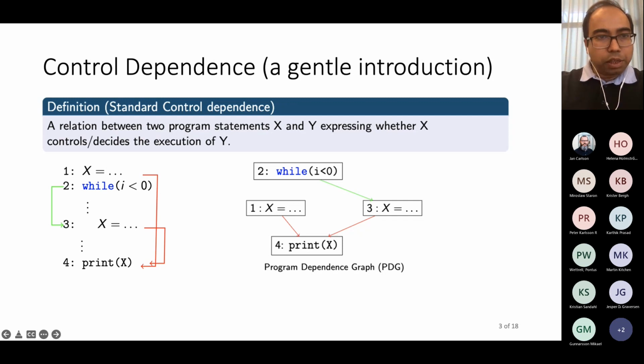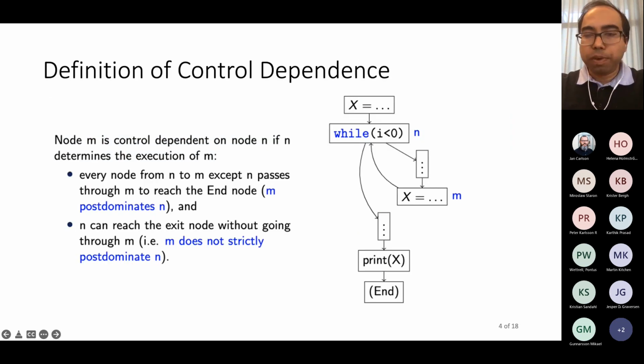So this is the standard definition of control dependencies, but this definition is very informal, and it is hard to work with very large unstructured programs. So there is a formal definition of control dependency, which is usually provided at the level of the control flow graph. In the control flow graph, each node represents program instructions, and the edges represent the flow of execution of the instructions.